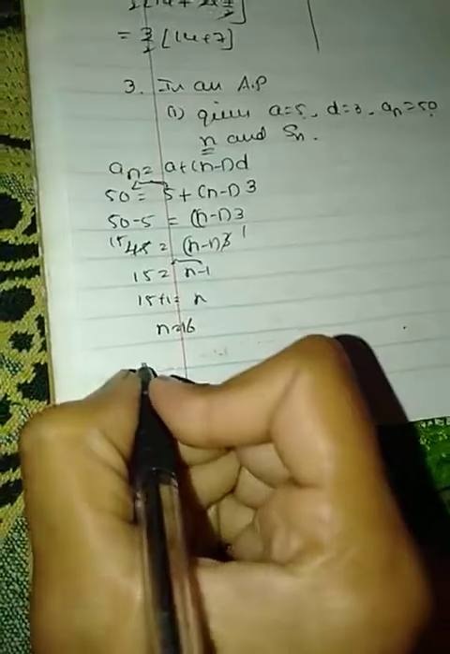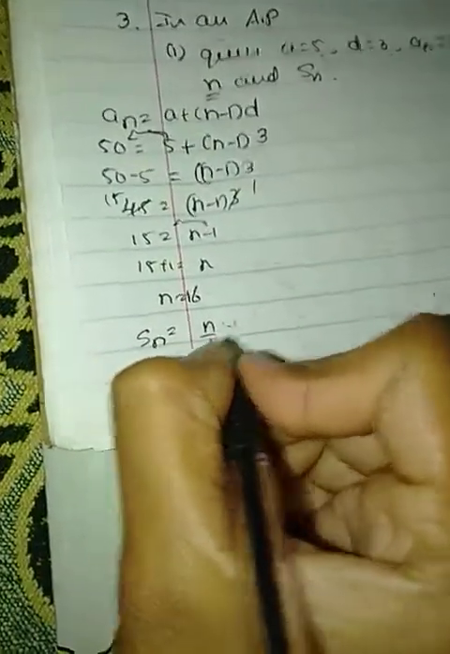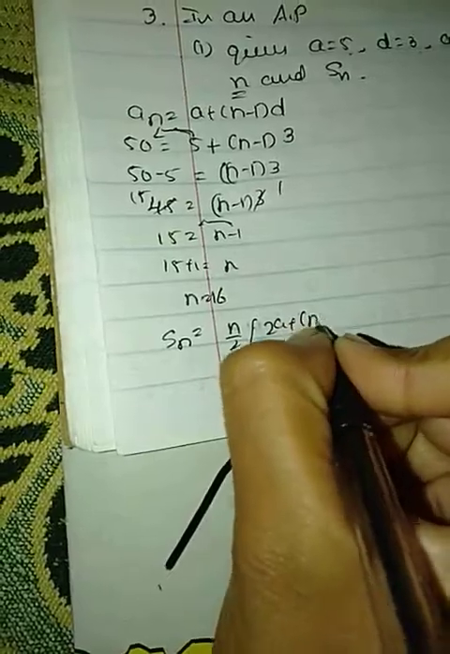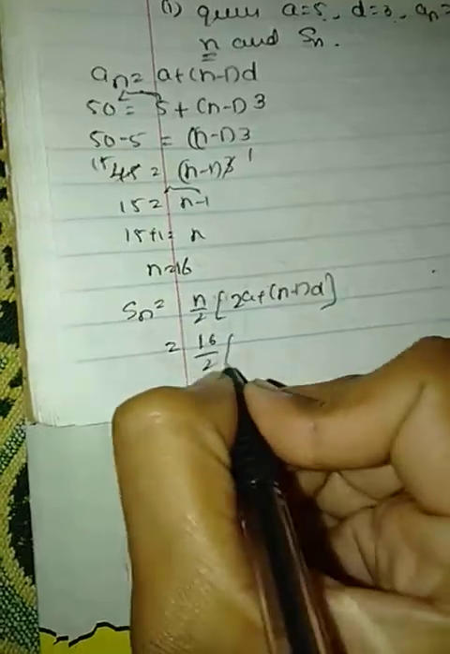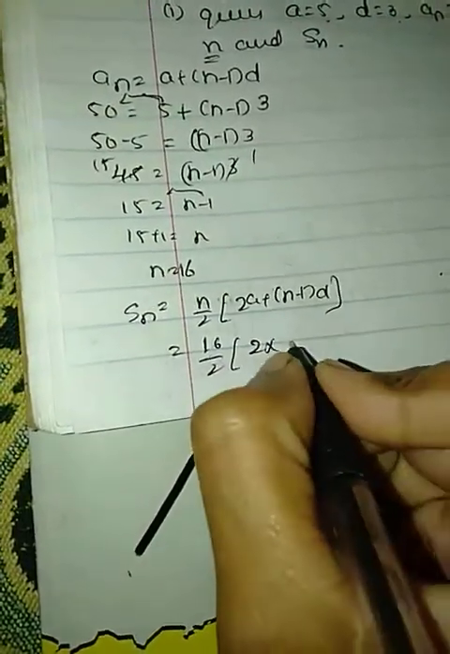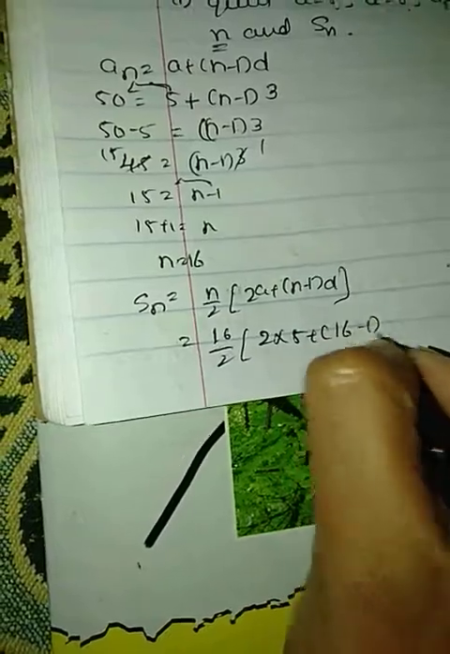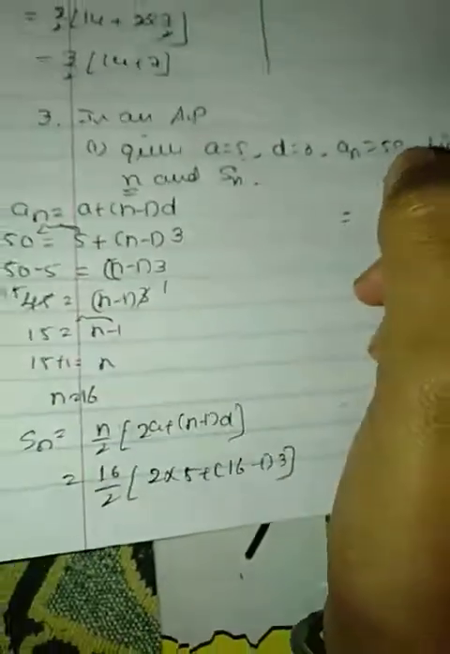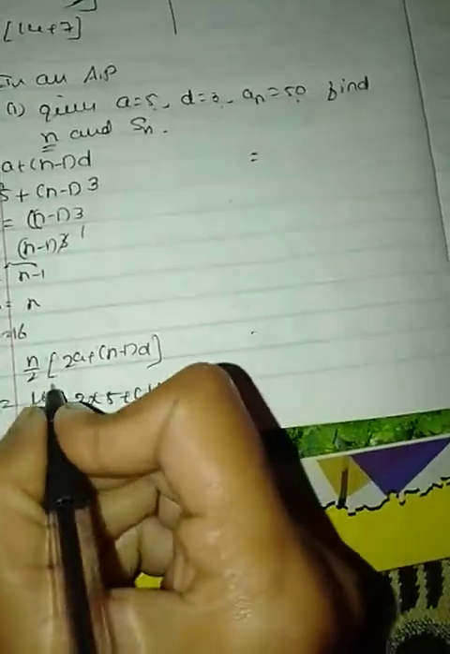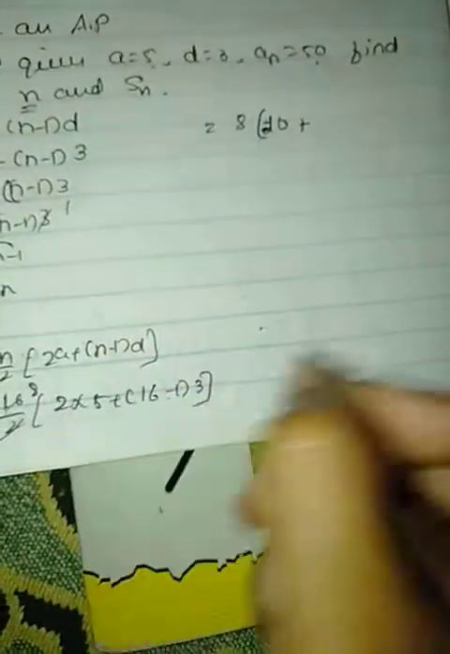Now find out Sn. You know that Sn is equal to N by 2, 2A plus N minus 1 into D. So here N is 16 by 2, 2 into A is 5, plus N is 16 minus 1, D is 3. So substitute. 16 by 2 is 8, 5 2s are 10 plus 16 minus 1 is 15, 15 3s are 45. So 8 into 45 plus 10 is 55.